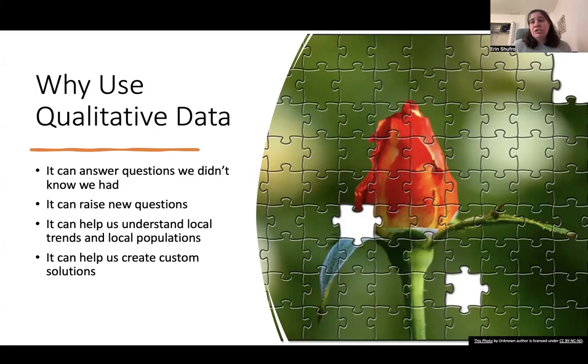So, again, as I mentioned, even within the same group of students who are making the same decision, they might be making it for very different reasons. And those very different reasons might raise new questions that you hadn't even thought of.